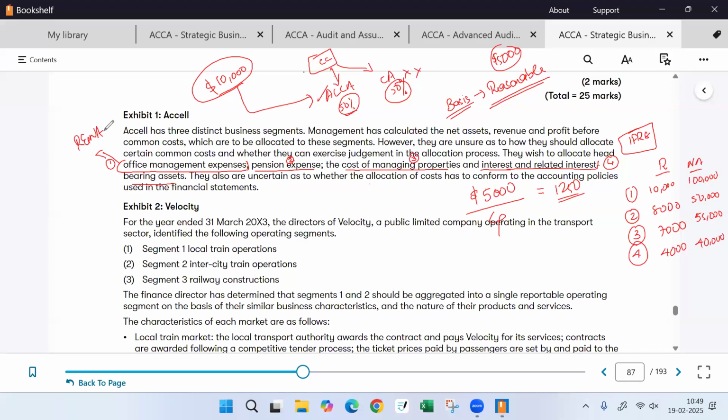Okay, just imagine, let's assume segment 4 has only one employee, but he is drawing 50% of that particular company's revenue as a salary, $12,000 as a salary. Now, is it justifiable to allocate pension expense on the basis of salary? But it is based on employees. On what basis?